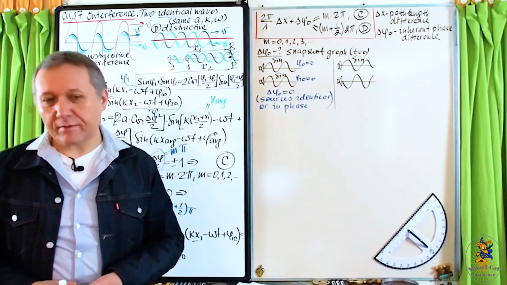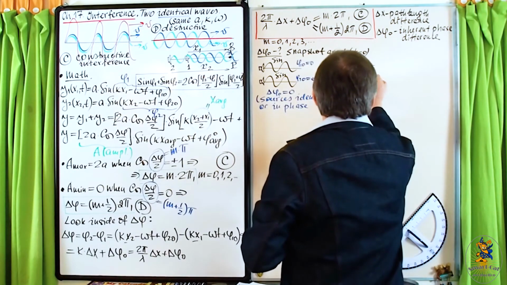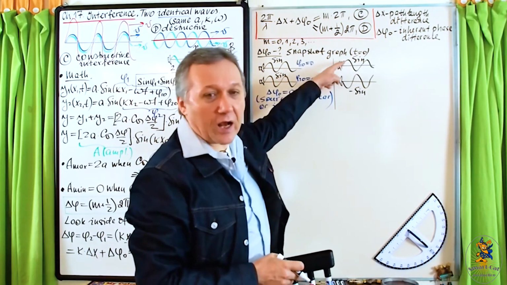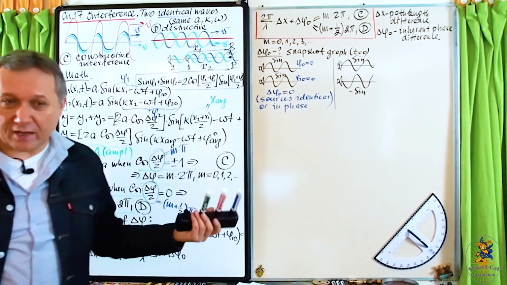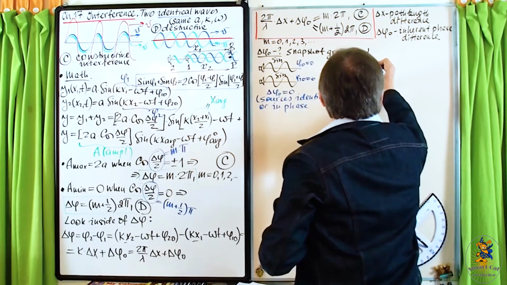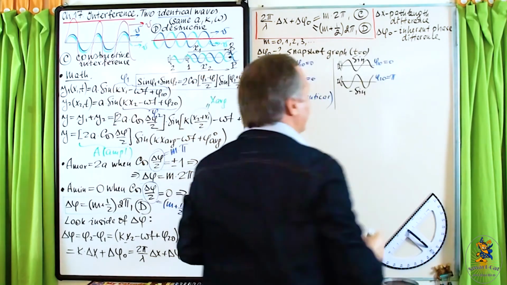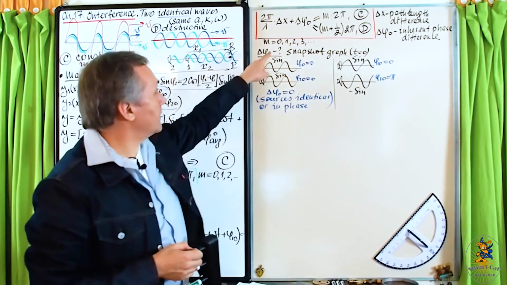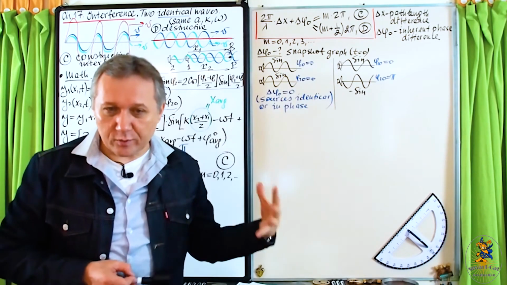Again, it's a snapshot graph at the initial moment of time. So you see we have sine function, and over here we have minus sine. The first wave goes up immediately, the second wave goes down immediately after the source. So what will be the initial phase of the first source? 0. Of the second source is pi. So the inherent phase difference, delta phi naught, in this case is pi. These two sources are out of phase.